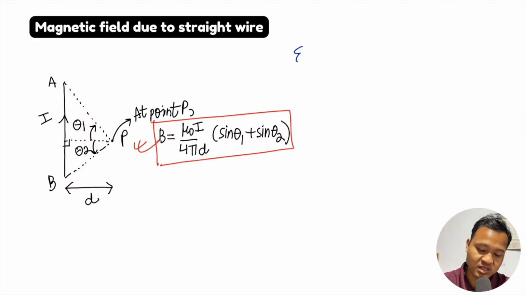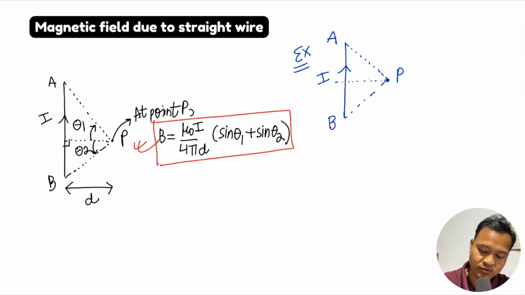Let me give an example. Suppose I have a loop here, and a straight wire of the loop carries current I. Let's say AB. I want to find the magnetic field at point P. Let's say it makes an angle of 45 degrees, here 45 degrees. Because the magnetic field at P, B at P, should be equal to mu naught into I divided by 4 pi into the perpendicular distance, which is A here.